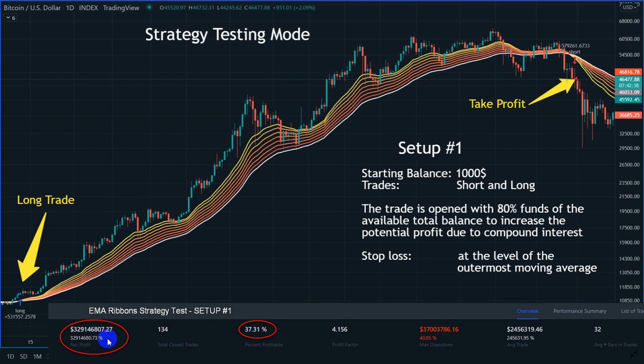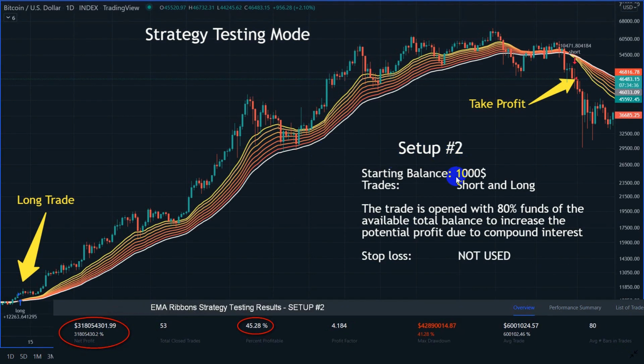Setup number 2. Everything is the same, just remove the stop loss. So, as you can see, the amount of trades has decreased, and out of 53 trades, 45% have turned out to be profitable, and the total profit is $318 million, or 31 million%. The profit factor is 4.1. As you can see, the profit is less than in setup number 1. But why did I say that I would open a position without a stop loss? That's because I plan to use a small leverage to further increase profits.